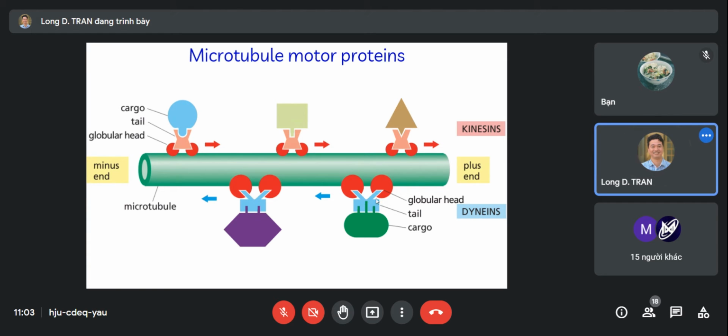So, on the microtubules, there are at least two types of dynein, and both of them move toward the minus end of the microtubule. Meanwhile, for kinesin, there are many classes, at least 14 classes of kinesins, and most of them would move toward the plus end. Some of them move toward the minus end, and some even cannot move.